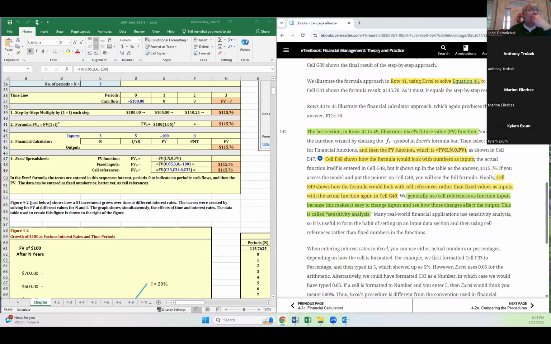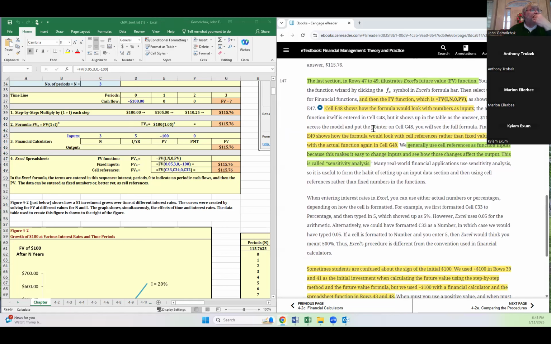Illustrates Excel's function values. When the function value is 48, it shows how the function works with those inputs. Finally, cell 49 shows how the formula will work. Generally, we use cell references as function inputs. This makes it easier to change inputs and see how those changes affect the output.